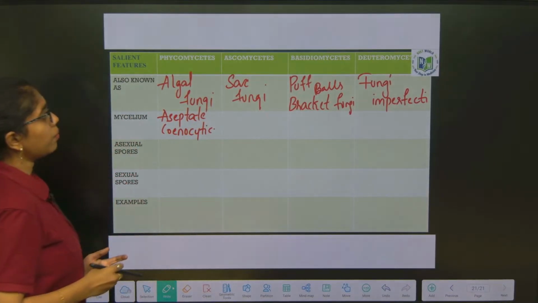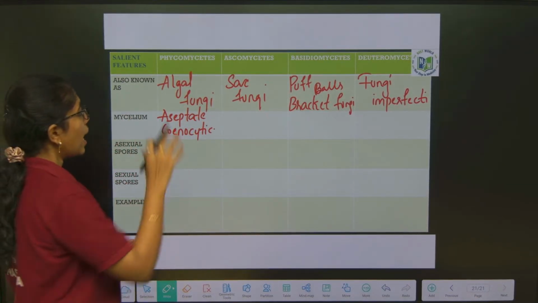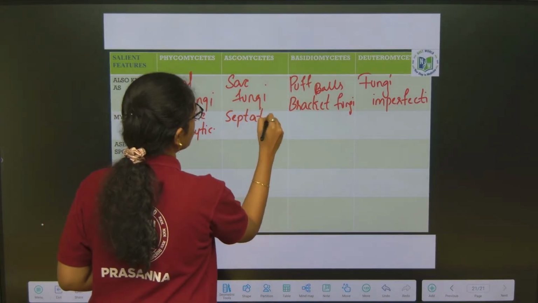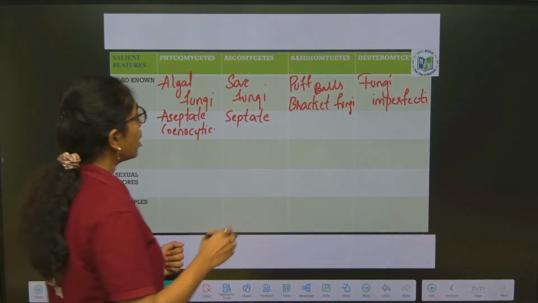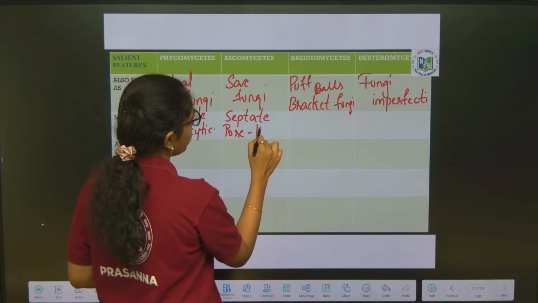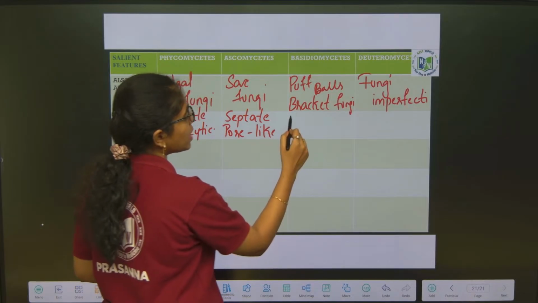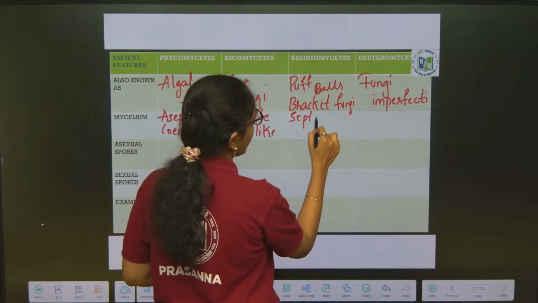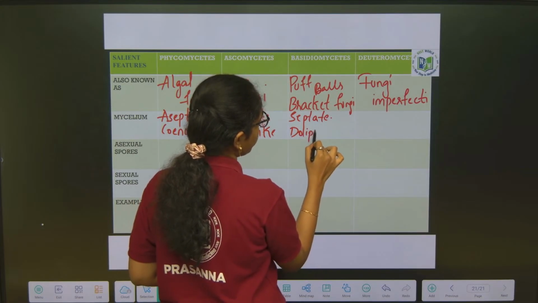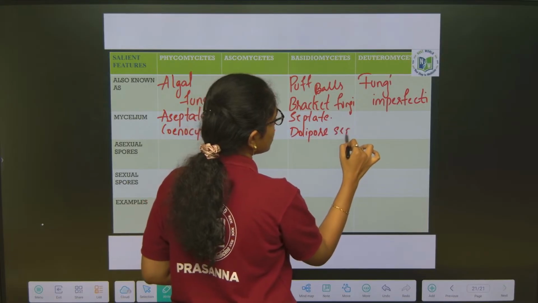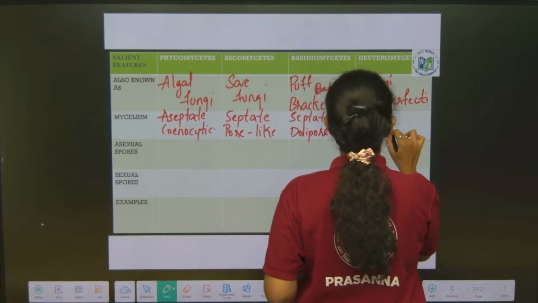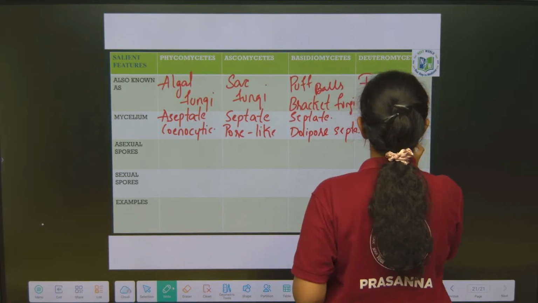Fungal mycelium is aseptate and cenocytic. Ascomycetes, this is septate, and it has what type of septa? Pore like septa. Basidiomycetes is also septate and branched, with dolipore septa. And Deuteromycetes, this is also septate and branched.